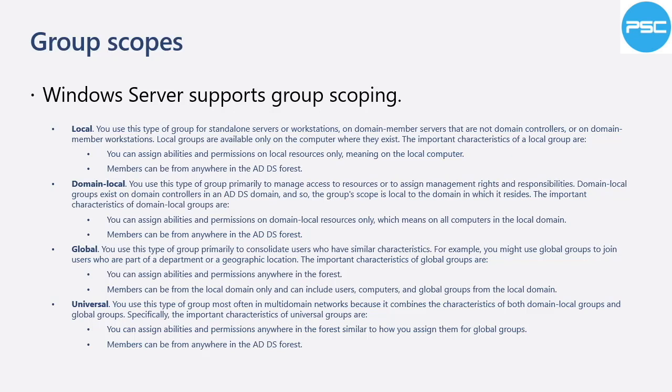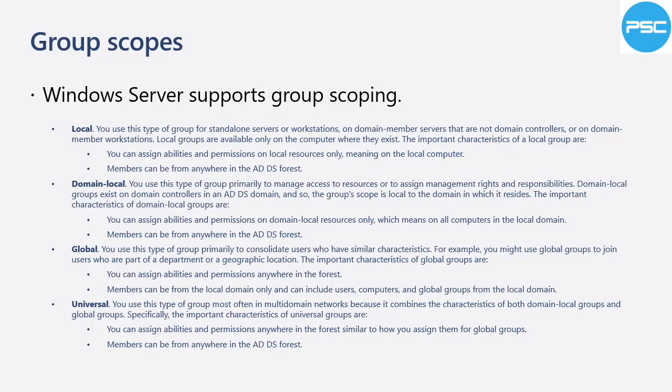Domain local. You use the domain local type of group primarily to manage access to resources or to assign management rights and responsibilities. Domain local groups exist on domain controllers in an ADDS domain, and so the group's scope is local to the domain in which it resides. The important characteristics of domain local groups are: you can assign abilities and permissions on domain local resources only, which means on all computers in the local domain. Members can be from anywhere in the ADDS forest.